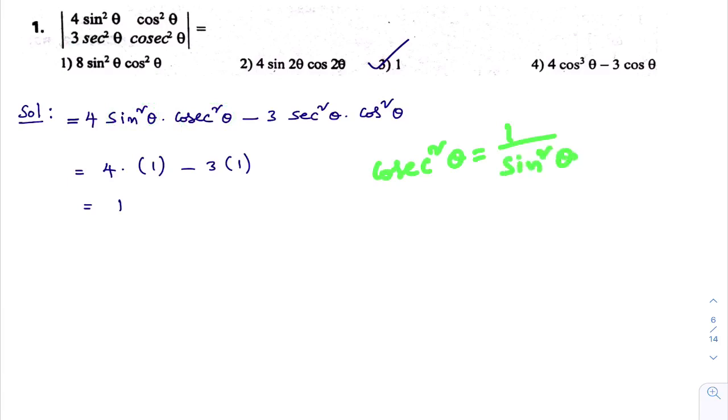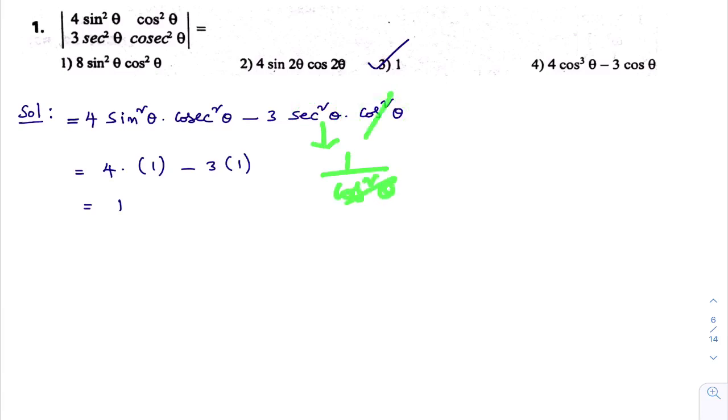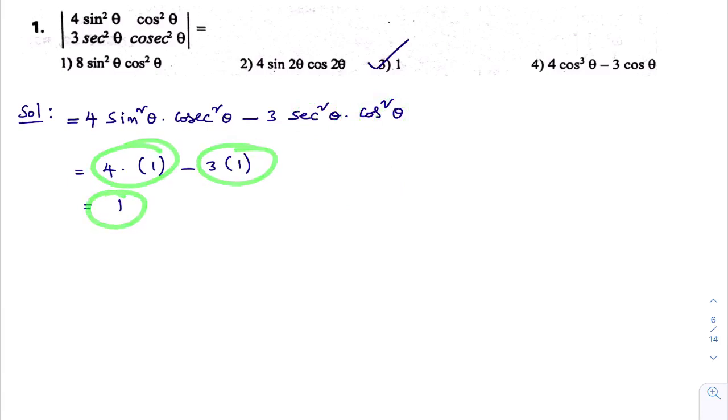In trigonometry reciprocal formulas we learned this. So in place of cosecant square theta, if I write 1 by sin square theta, these two will get cancelled. I will get 1 here. And you know here secant and cos theta both are reciprocal. So secant square theta is 1 by cos square theta. So cos square theta will get cancelled. You will get 3 into 1. So here 4 minus 3 is 1. So what is the right option? Third option is the right option.